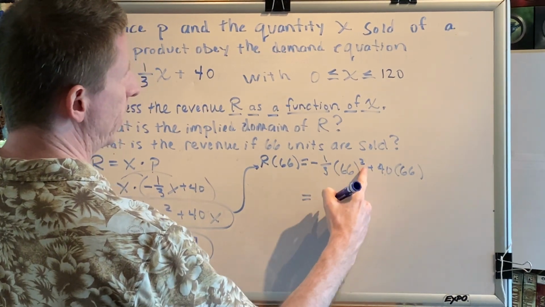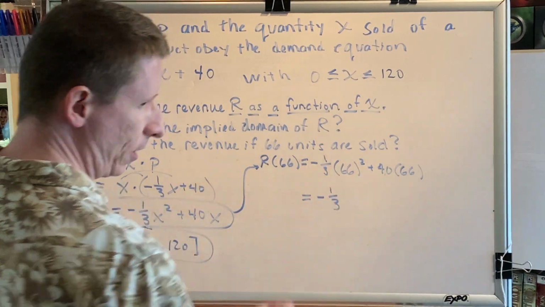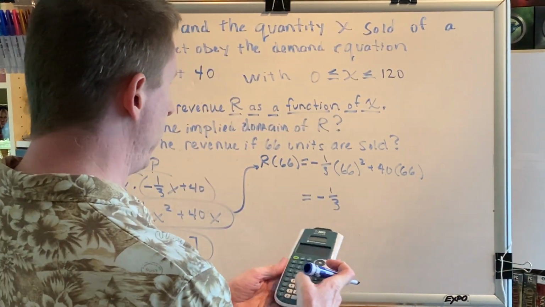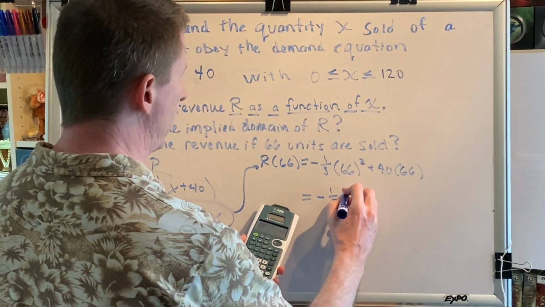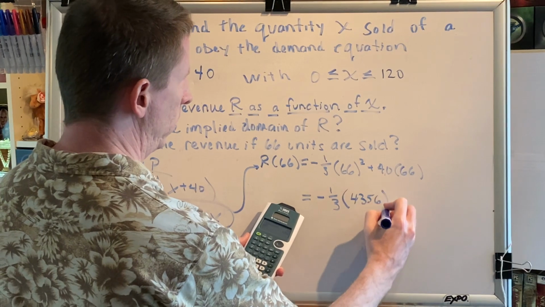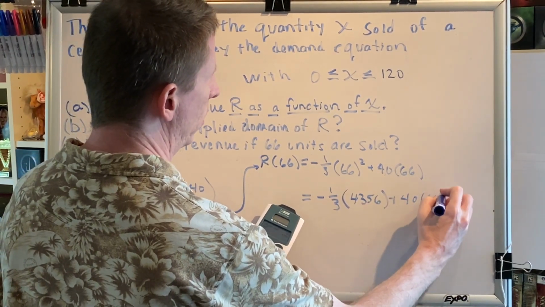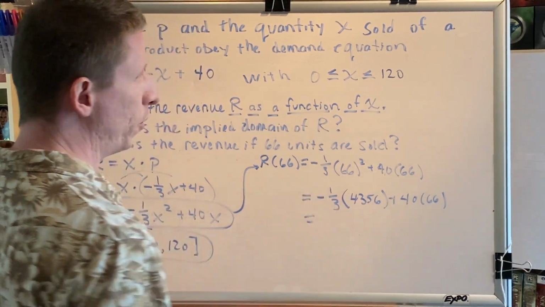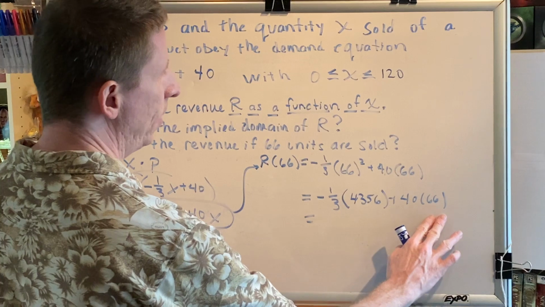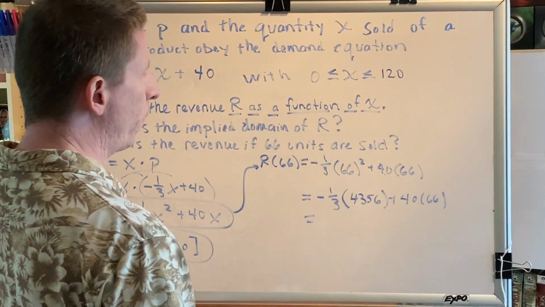Order of operations says that we have to do exponents first. So the first thing we're going to do is 66 squared. I'll use my calculator for that. 66 squared is 4,356. The rest I will leave unchanged. All right, we've done exponents, now we'll do multiplication. So this number needs to be multiplied by this fraction, and the 66 and the 40 also need to be multiplied. Let's deal with this first part first.